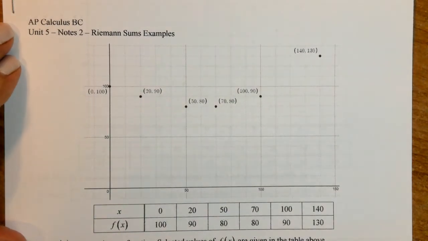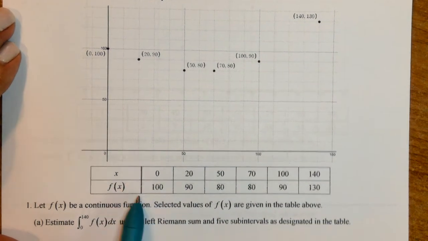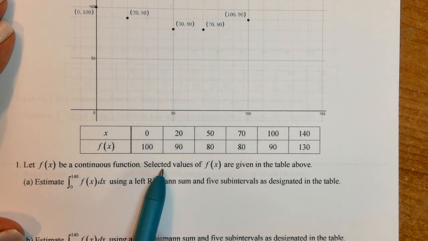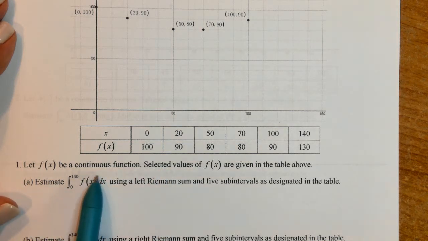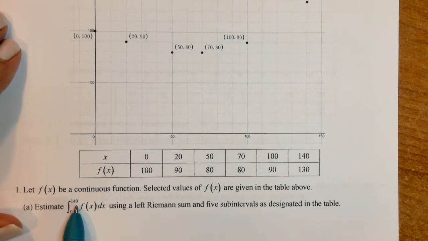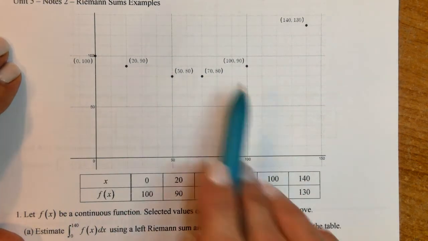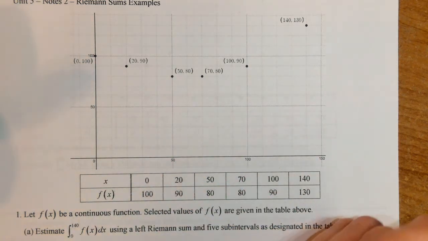In this first example, we are given a table of values. It says let f of x be a continuous function. Selected values of f are given in the table above. In part A, we're supposed to estimate the area under f from 0 to 140. So I did give you a little graph of this as well, a graph of these points. I gave you the graph of the points just so that you could visualize it.